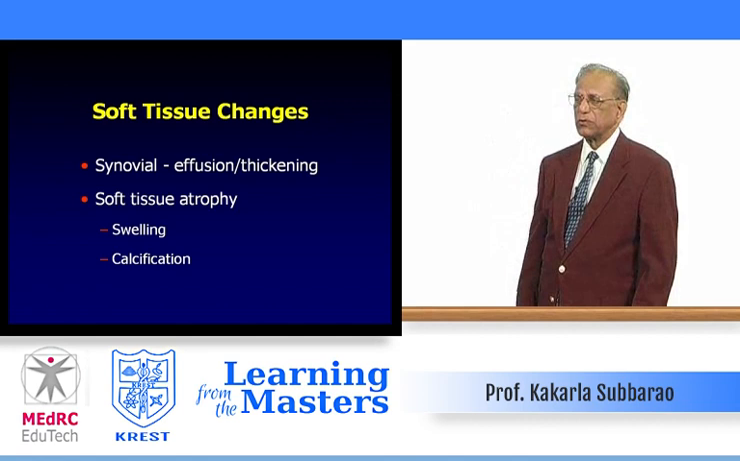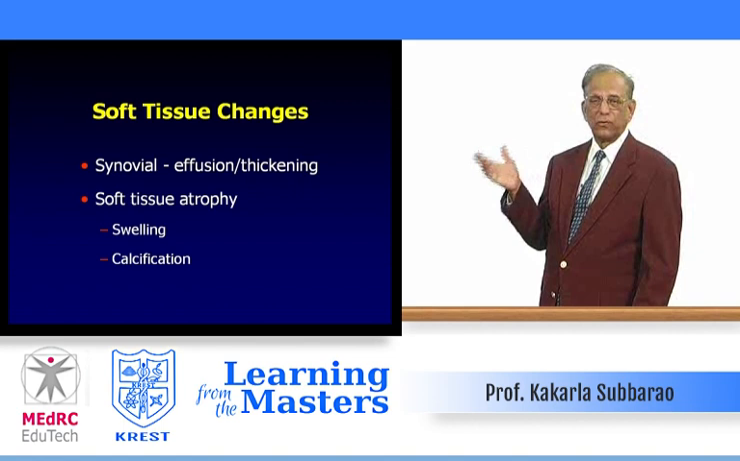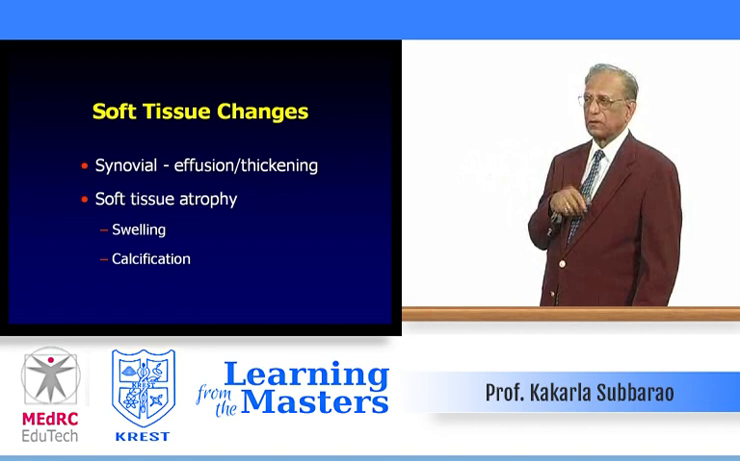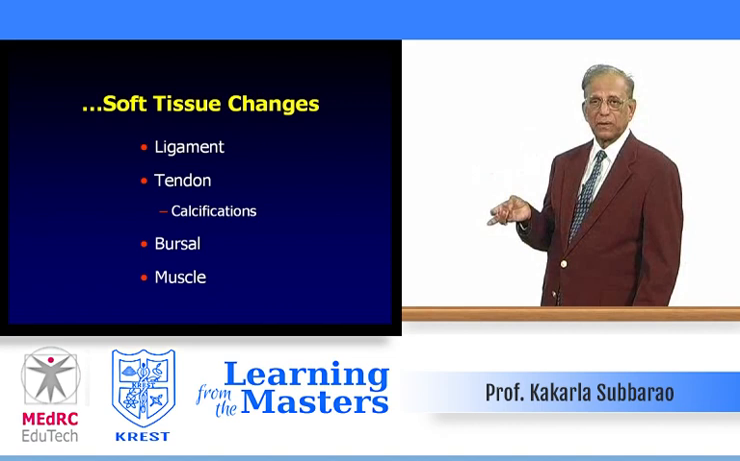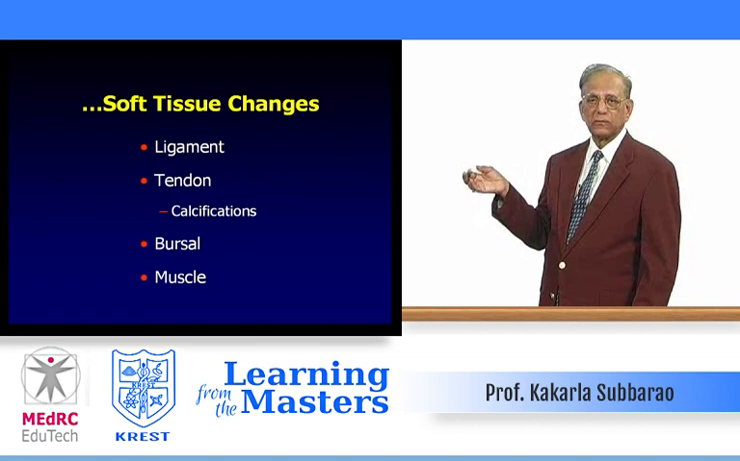Soft tissue changes, A, B, C, D, S, that's the last one. Synovial effusion: you can find the displacement of the soft tissue planes, or with ultrasonography. Soft tissue atrophy: then there is disuse or there is polio. Swelling, again due to edema. Calcification: soft tissue calcifications we have seen in tuberculous abscess. Ligaments may calcify, tendons may calcify, bursa, muscle, in various crystal deposition disorders.